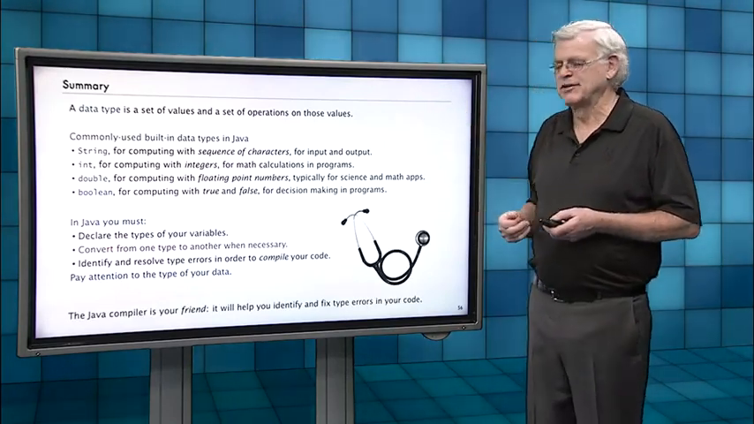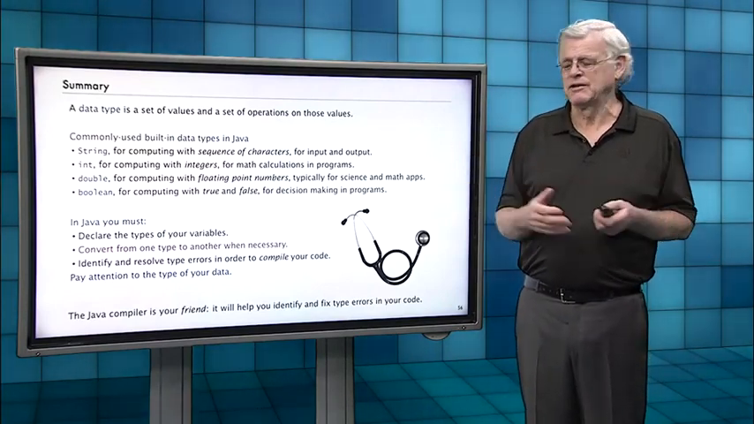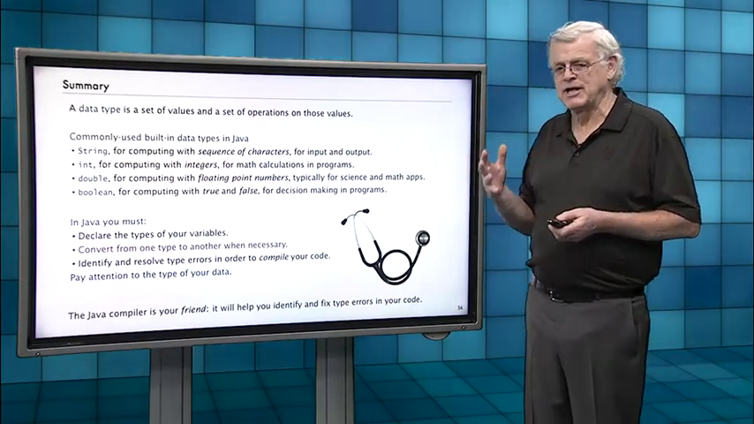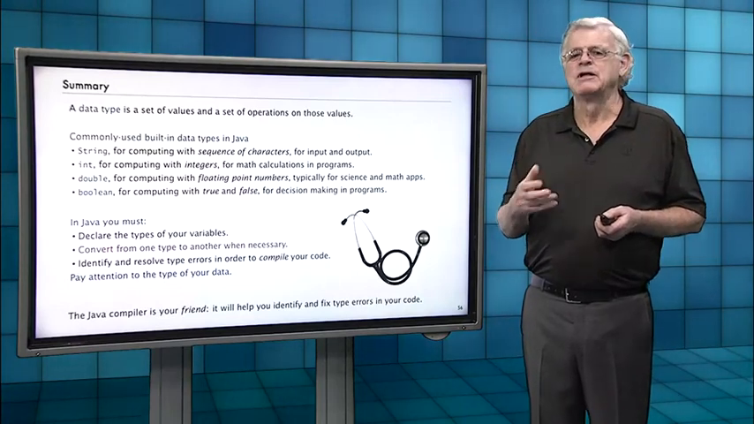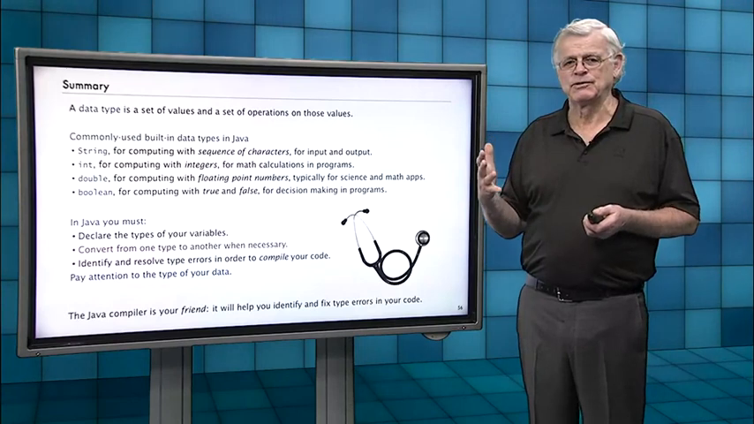And I emphasize this because it's an important distinction between Java and some other popular programming languages. The compiler is your friend. It's going to help you identify and fix the type errors in your code, and you're going to have much better and more reliable code as a result.